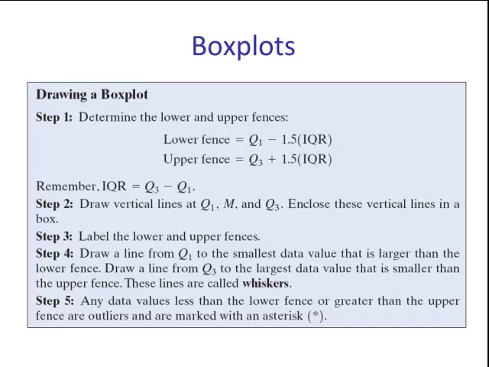Now we draw vertical lines at Q1, the median, and Q3. That will make the rectangle. Then you label the lower and upper fences, and then you draw a line from Q1 to the smallest value that is larger than the lower fence. Draw a line from Q3 to the largest data value that is smaller than the upper fence. These lines are called whiskers. Any data point less than the lower fence or greater than the upper fence is an outlier and should be marked by an asterisk.